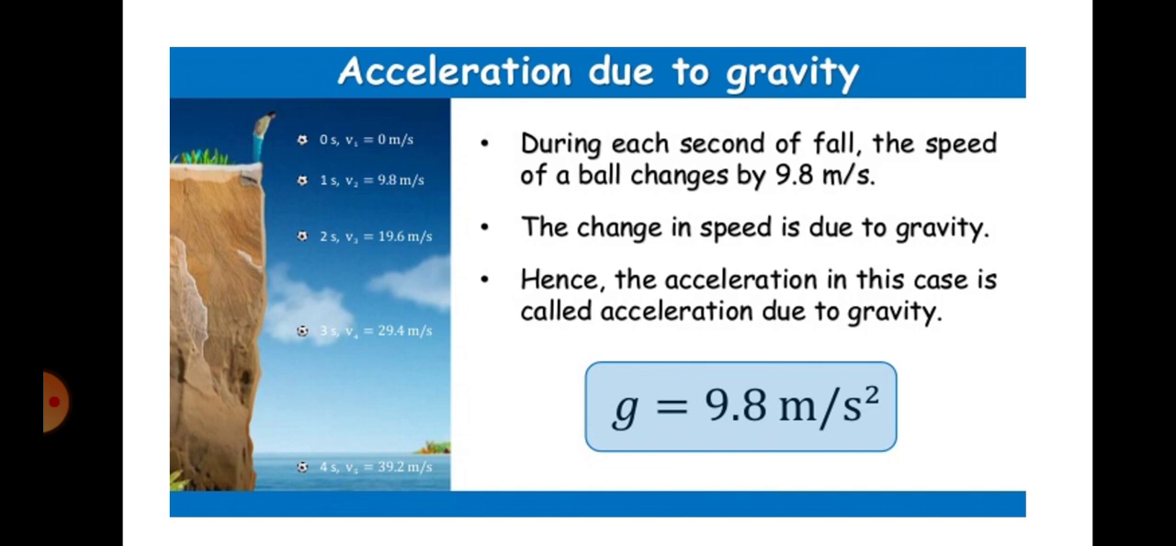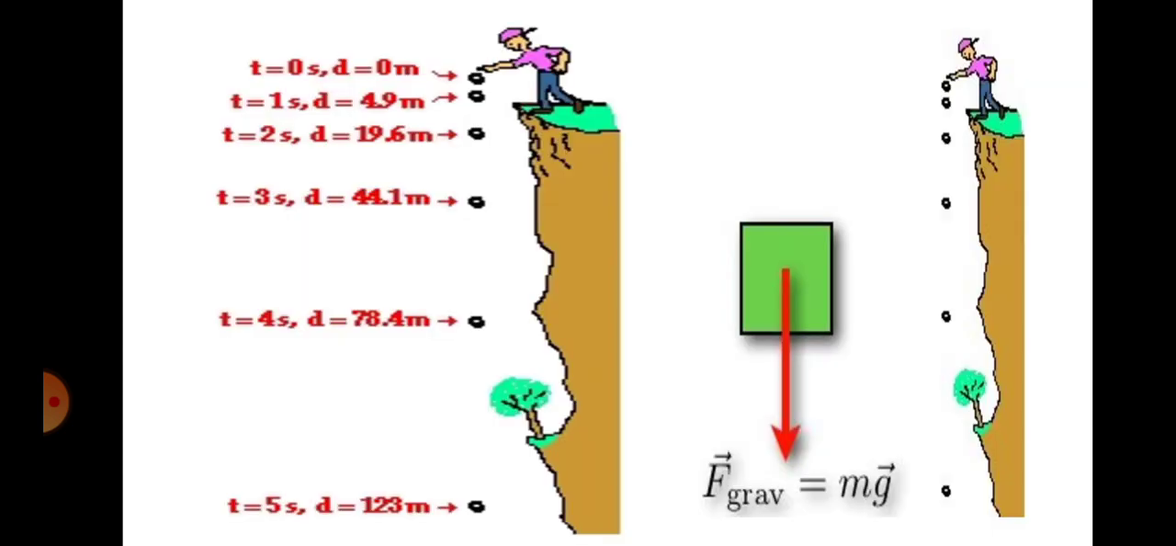Hope you understood. When a body is freely falling towards the ground, every time its velocity goes on changing, meaning acceleration is given to it under the effect of gravity. That is called acceleration due to gravity. See here, when time is 0, when time is 1 second, when time is 2 seconds, every time its distance as well as its velocity goes on increasing. So it comes under acceleration due to gravity.